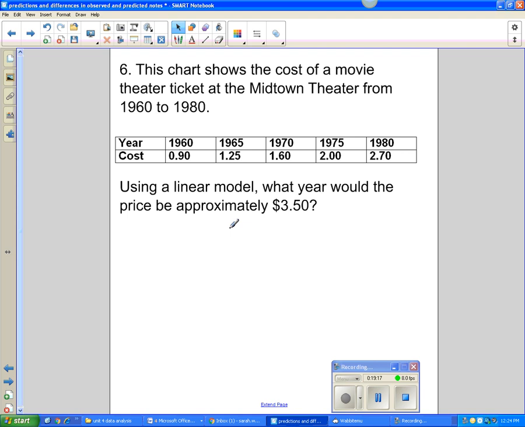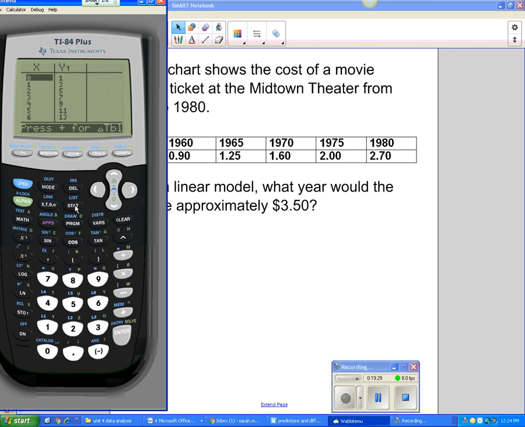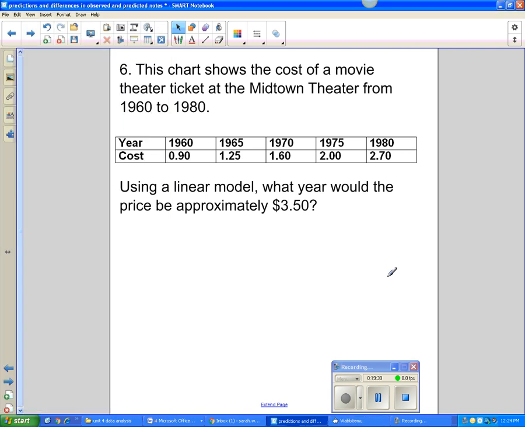Hey, number 6. This chart shows the cost of a movie theater ticket at a Midtown theater from 1960 to 1980. Using a linear model, what year would the price be approximately $3.50? So I go to stat, put them in. All right, I'm going to let you put them in stat and get your y equals, and then I'll help you after that.